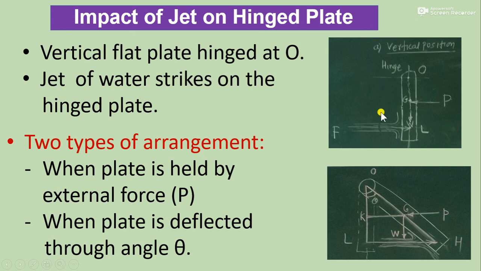So, here is a hinged plate, that is a plate vertically in position and it is hinged at point O. A jet of water is striking this plate. In this case there are two types of arrangement. First, when the plate is held by external force P. So here is an external force P which is applied in the opposite direction.